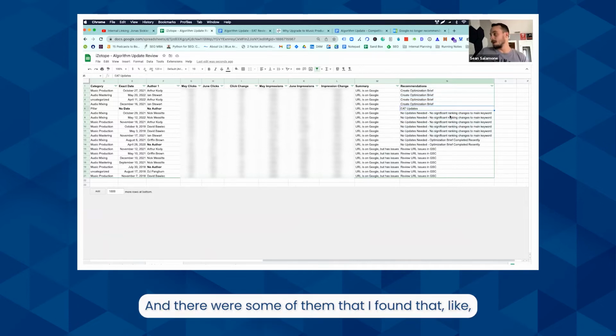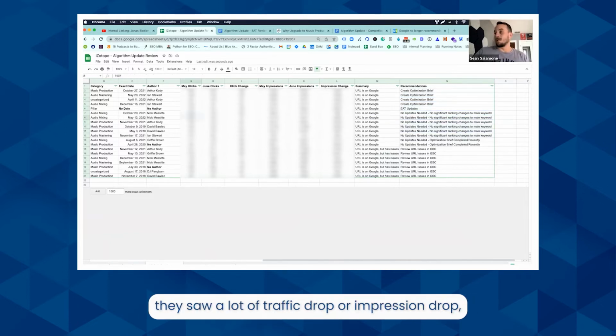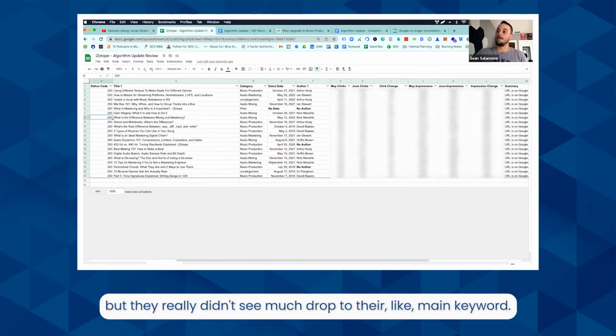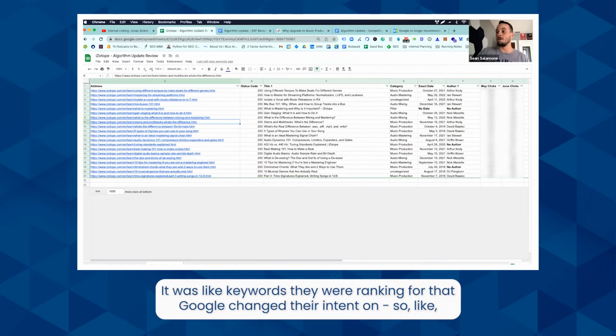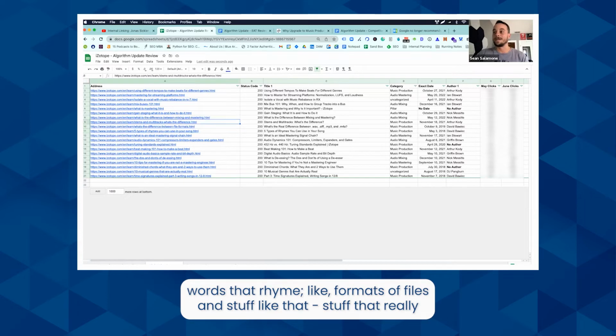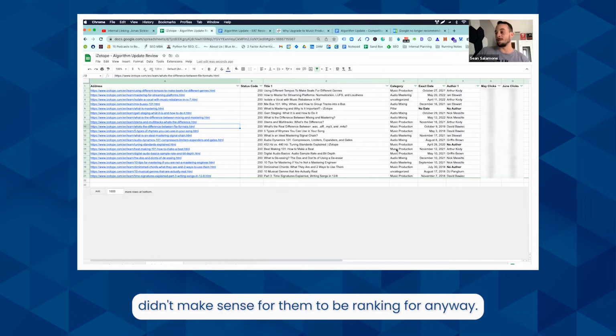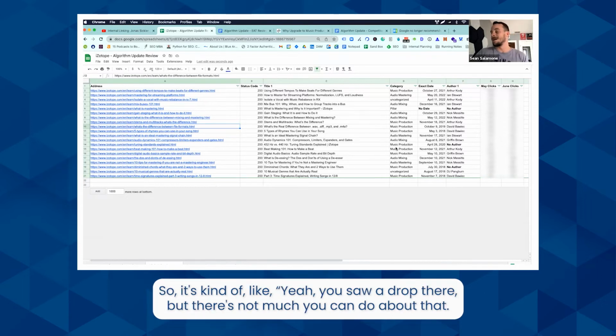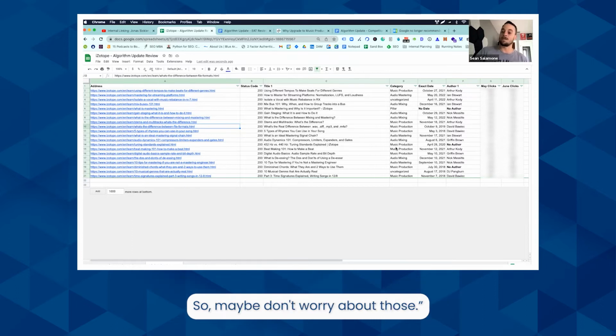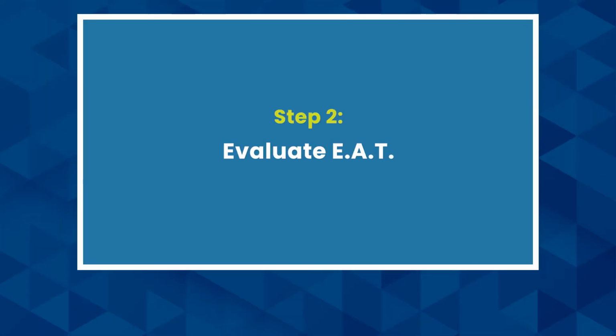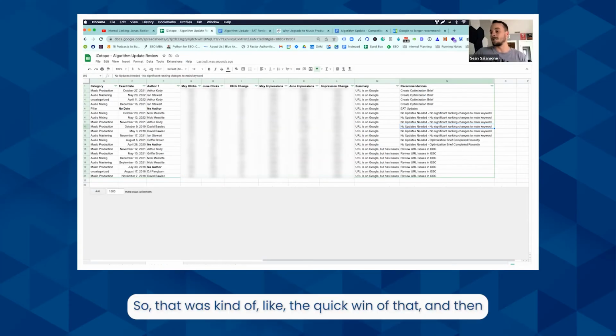And then there were some that I found that saw a lot of traffic or impression drop, but they really didn't see much drop to their main keyword. It was keywords that they were ranking for that Google changed their intent on. So words that rhyme, formats of files, stuff that really didn't make sense for them to even be ranking for anyway. So it's like, yeah, you saw a drop there, but there's not much you can do about that. So maybe don't worry about those. So that was the quick win of that.